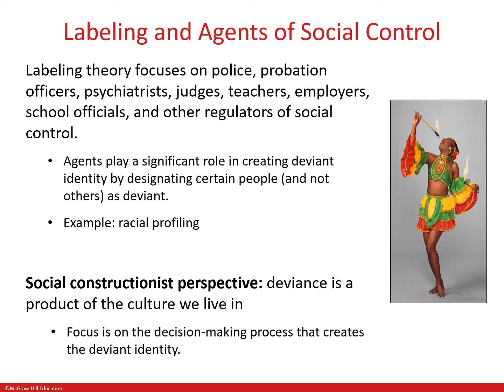So labeling theory is influenced by the social constructionist perspective, which suggests that deviance is a product of the culture that we live in. The focus is on the decision-making process that creates the deviant identity. So for example, child abductors, deadbeat dads, date rapists have always existed, but they've become a major social concern due to policy makers and media coverage of them. So we see the focus is on the decision-making process that creates that deviant identity.